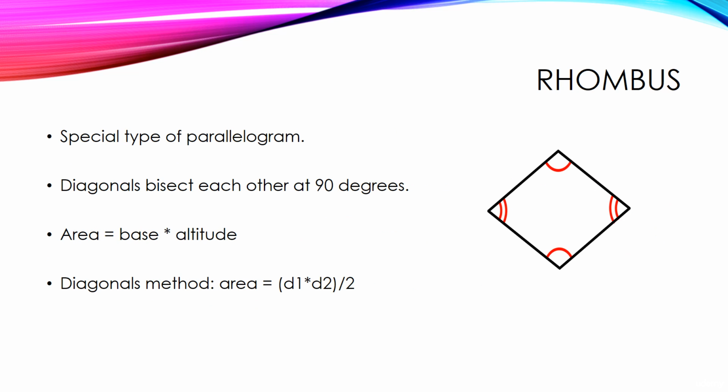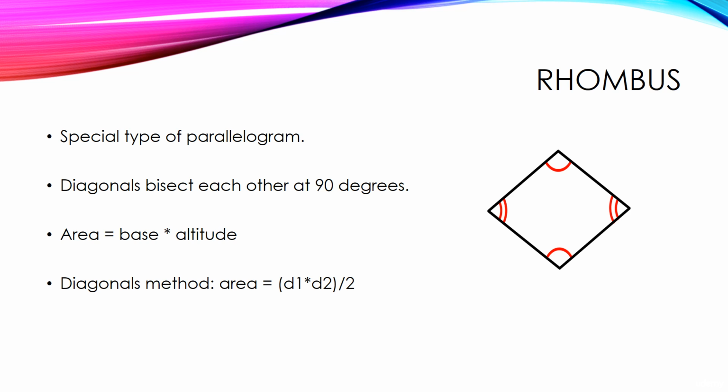A rhombus is a quadrilateral with all four sides equal in length. A rhombus is actually just a special type of parallelogram. Recall that in a parallelogram, each pair of opposite sides are equal in length. With a rhombus, all four sides are the same length. It therefore has all the properties of a parallelogram. The diagonals of a rhombus always bisect each other at 90 degrees.